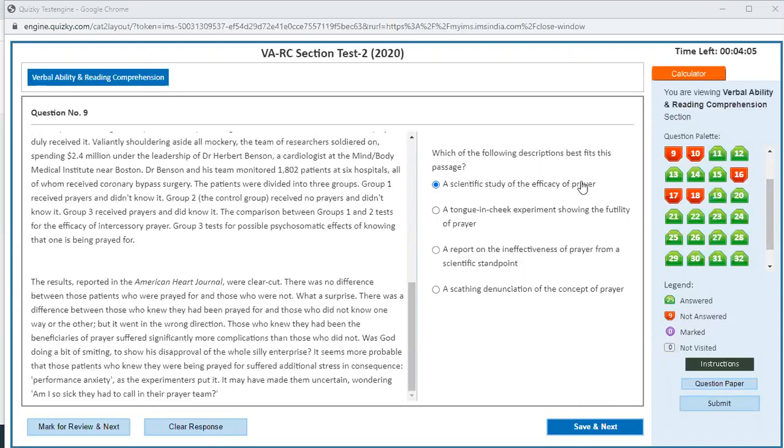Okay, scientific study of the efficacy of prayer. I don't know, I'm a little inclined to mark this as the answer.